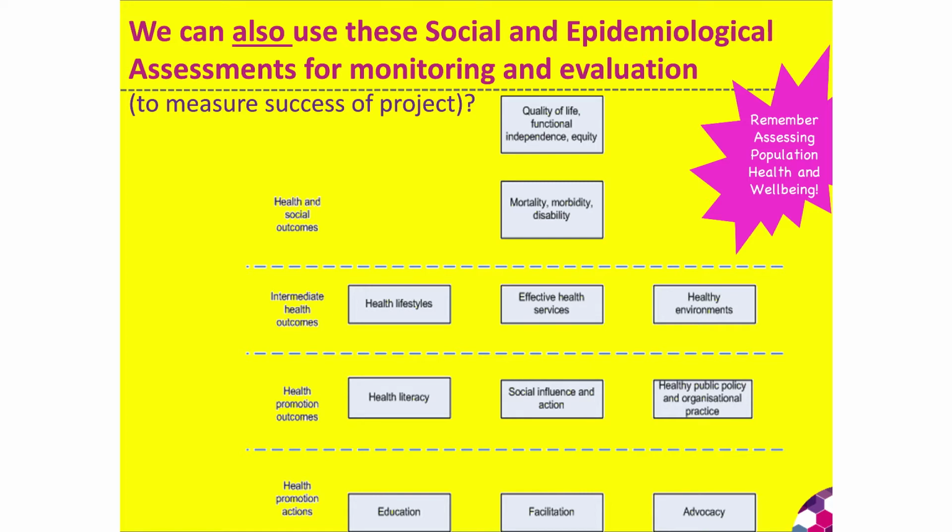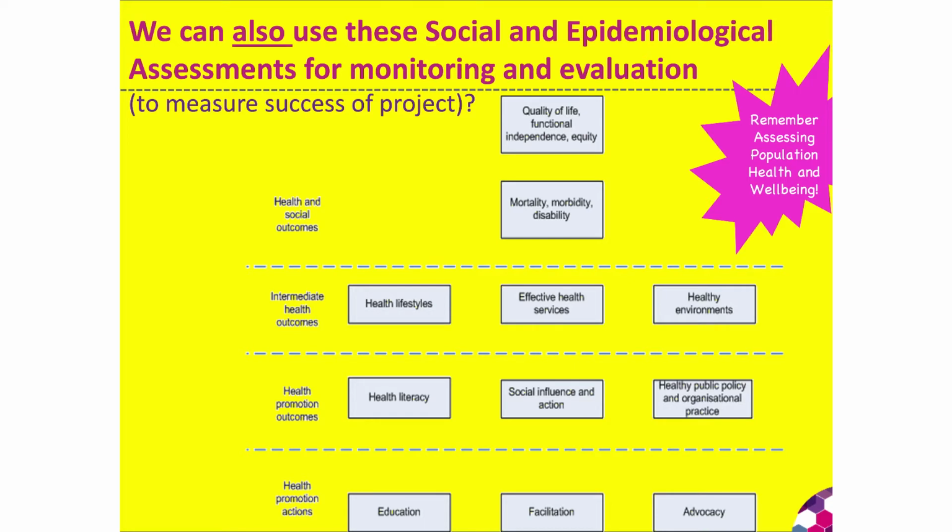And in this context, you can see here, if we start at the bottom, we have a range of health promotion actions such as education, facilitation, and advocacy, and that leads to a range of different outcomes such as health literacy, social influence and action, healthy public policy and organizational practice. And through these health promotion outcomes, we get intermediate health outcomes such as improvements in healthy lifestyles, better and more effective health services, and healthier and safer neighborhood environments.